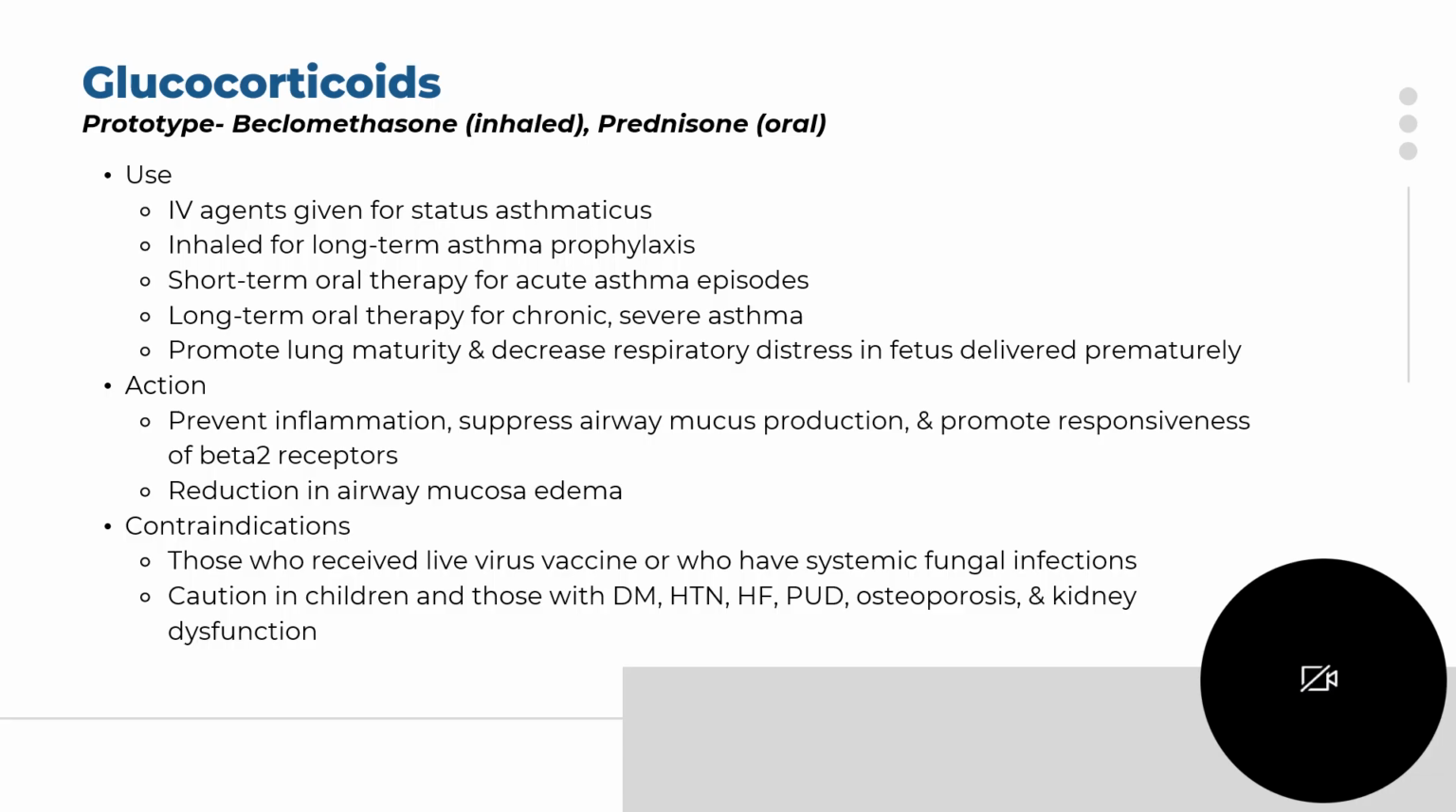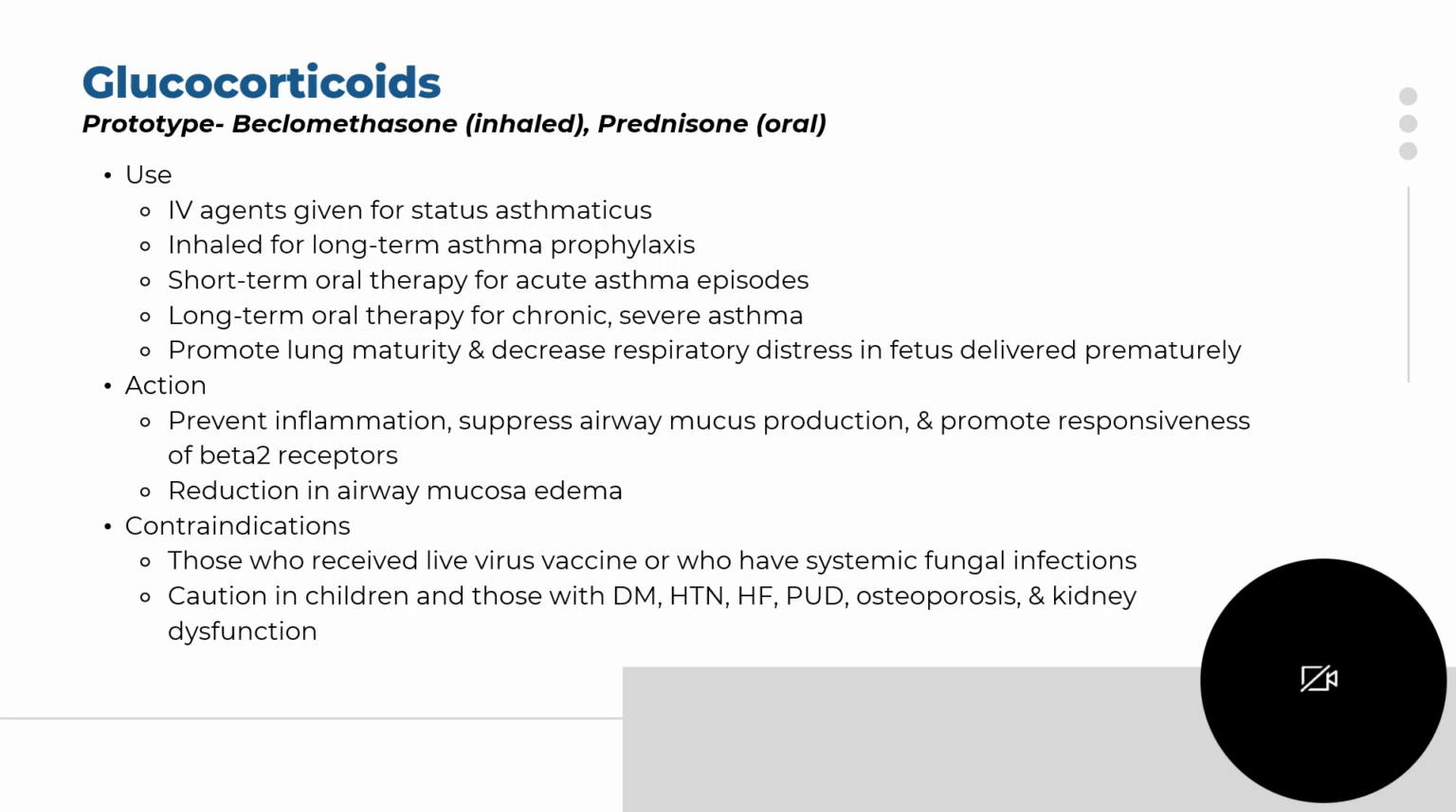So glucocorticoids for asthma treatment. The common ones are beclomethasone, which is inhaled, if you have an inhaled glucocorticoid, or prednisone, which is a pill. Like I said, if you're administering this for an asthma attack, I give the beta 2 first. I'm going to give my albuterol first, wait 5 minutes, then I give the glucocorticoid. Okay. It can be inhaled for long-term asthma prophylaxis, short-term for acute asthma, and then if people have more chronic severe asthma, they take oral prednisone.